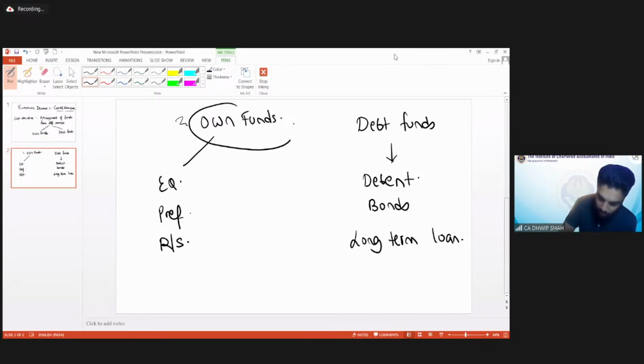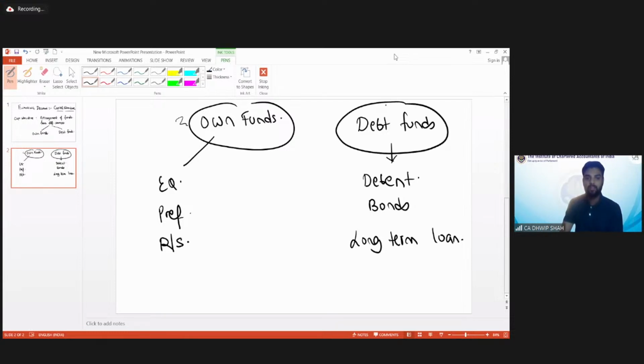Shall we raise the fund through owners' funds, or shall we raise the capital through debt funds? There is one more option: we can combine both. Some portion you can raise through own funds and some portion through debt funds, correct? But what should be the proportion?